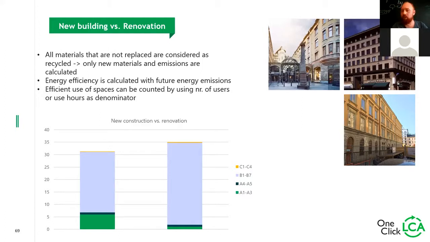We always calculate energy efficiency with future energy emissions. In the UK, for example, they're using decarbonization scenarios, which account for the fact that if we're building a building now, 60 years from now we're not going to have the same emissions for our energy usage. We can also make efficient use of spaces by counting, for example, the number of users or the hours a building is operating. As you see in the graph here, comparing a new construction project versus renovation, the renovation being on the left, there's quite a lot lower amount of emissions throughout the use phase, so materials have to be replaced less often.